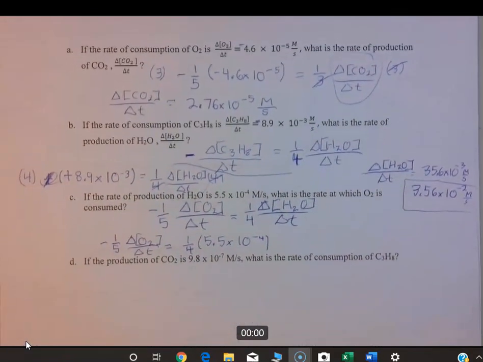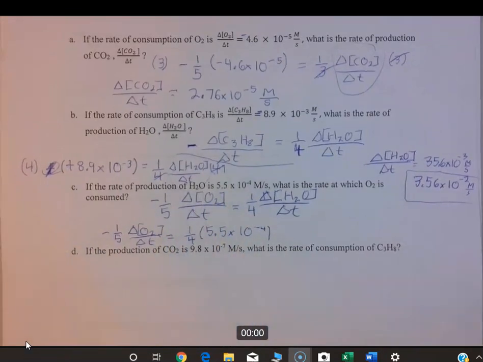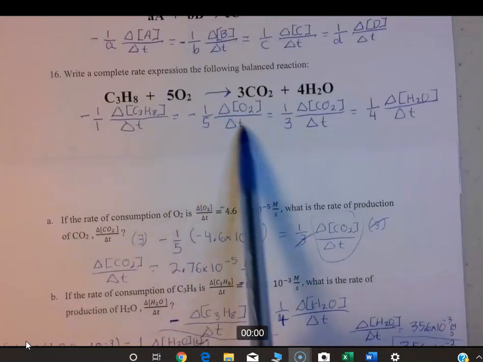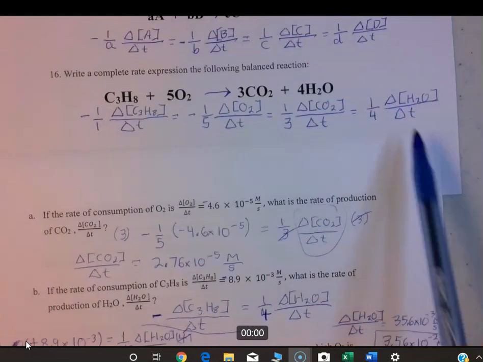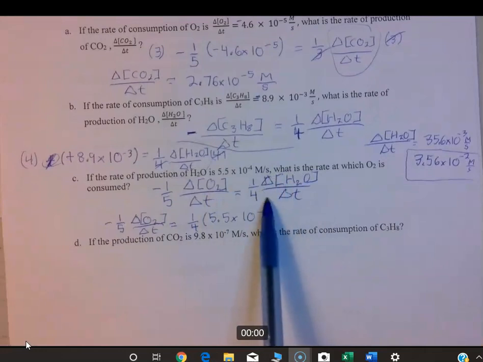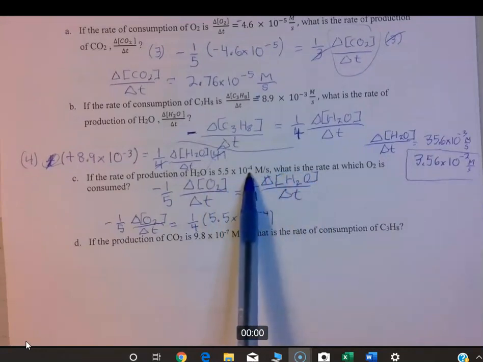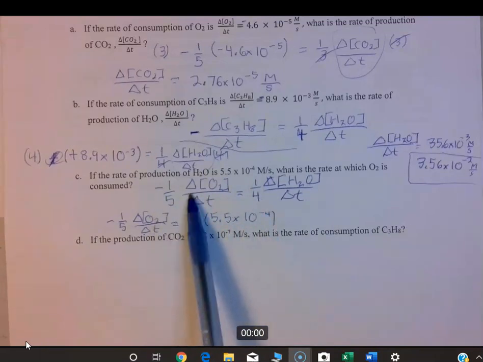Okay, am I off screen? Let me say that again. I simply went and got the terms up here, negative 1/5 of O2 and 1/4 of H2O, and you put them together. This H2O term is going to be 5.5 times 10 to the minus 4. The 1/4 stays there, and this term stays the same.